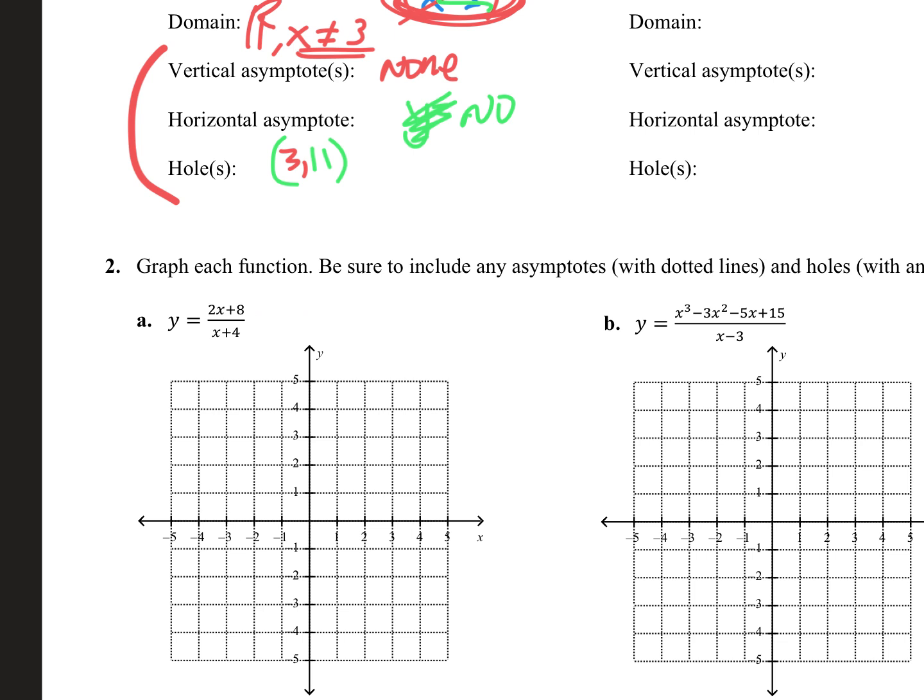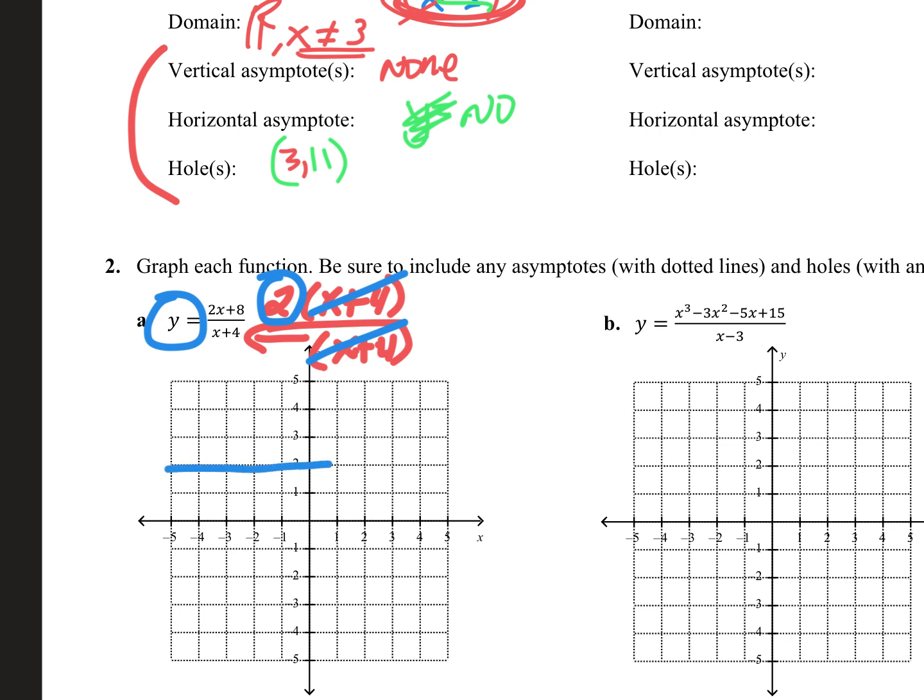You might have thought this one's going to have a vertical at -4. Nope. Because the 2 factors out. Then you have an x plus 4 on the top. That matches up with the x plus 4 on the bottom. And all of a sudden, there's a hole. And what's left here is y equals 2. What does y equals 2 look like? It looks like that. Except it is a hole at -4.